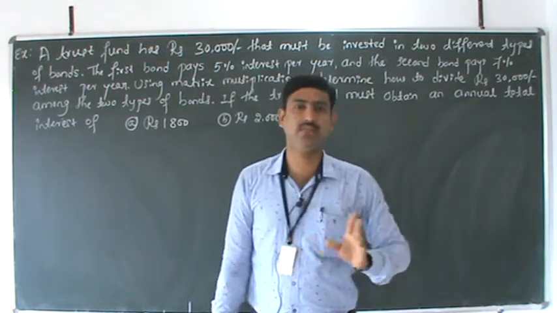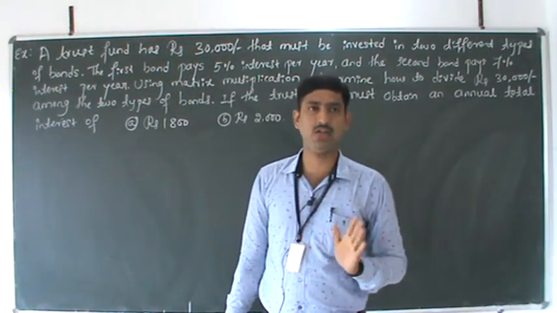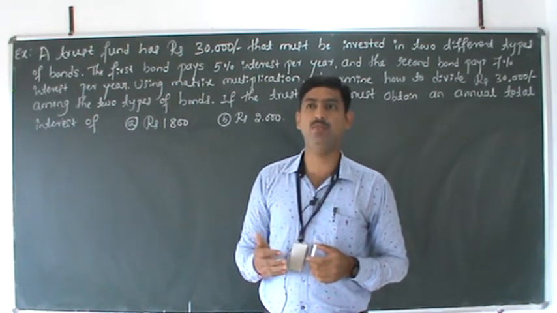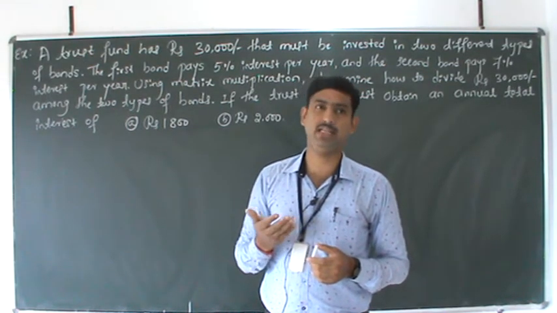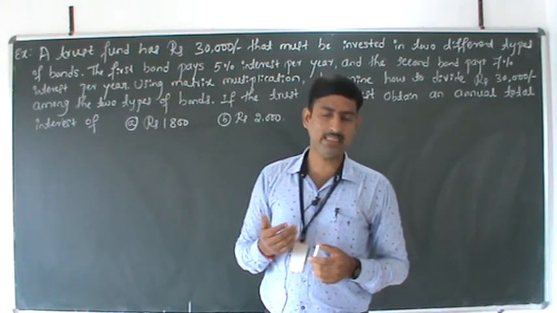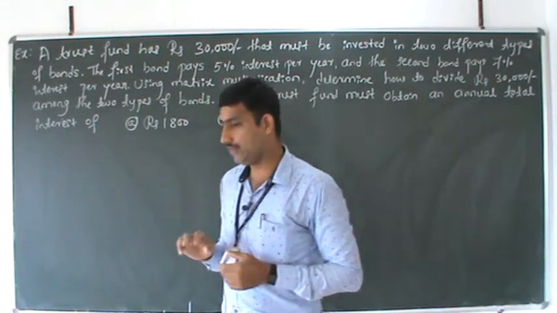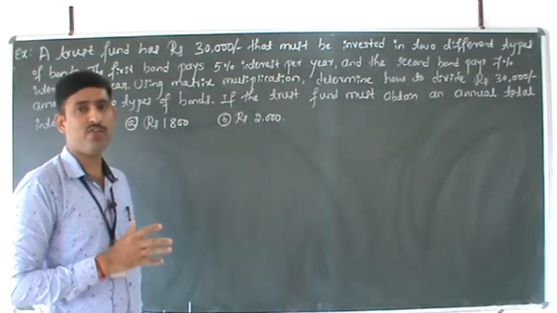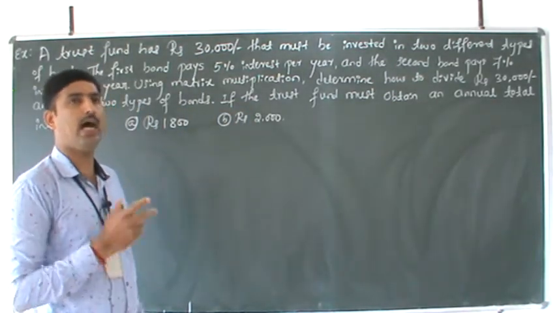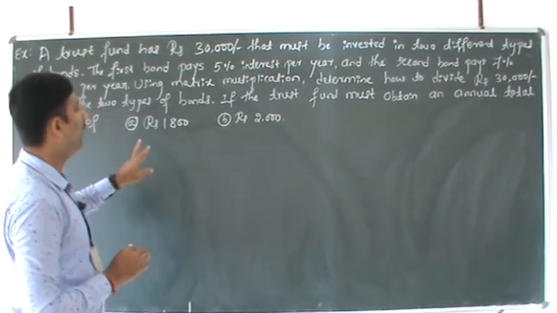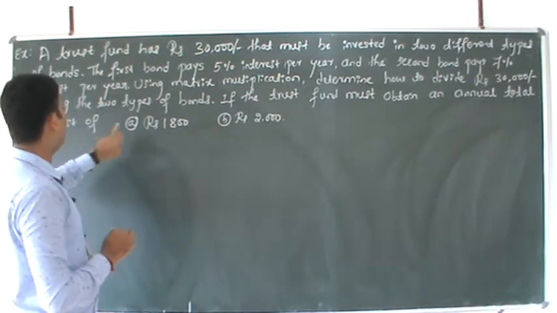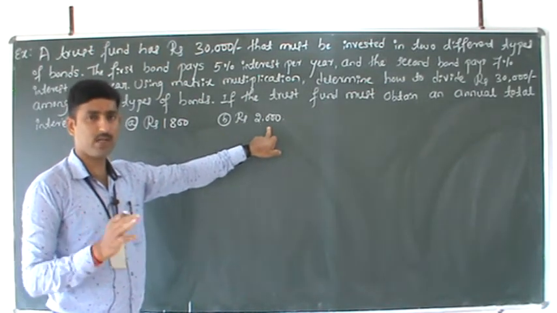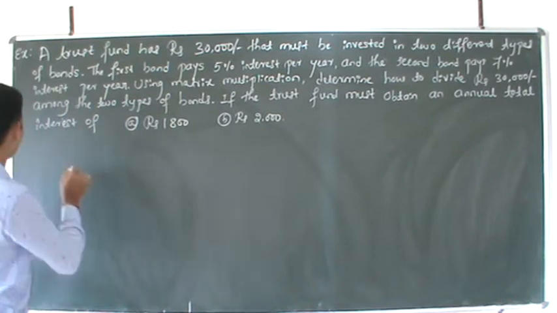Basically, this question is a real world problem. Our job is to find the solutions with the help of the concept, that is matrix multiplication, or we call it matrix algebra. How to write? First, our job is to take these sentences in the form of defined matrices. After that, we should find out the annual total interest of rupees 1,800 and rupees 2,000. First, what we have to write, just observe.